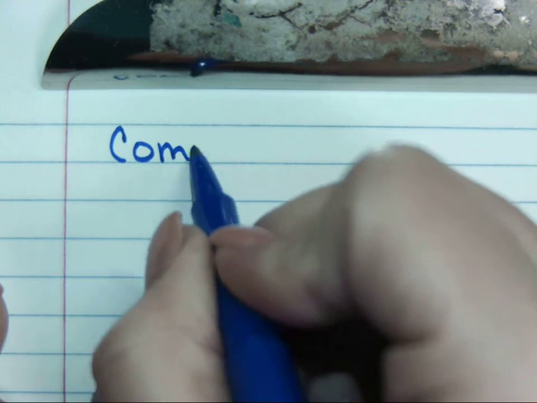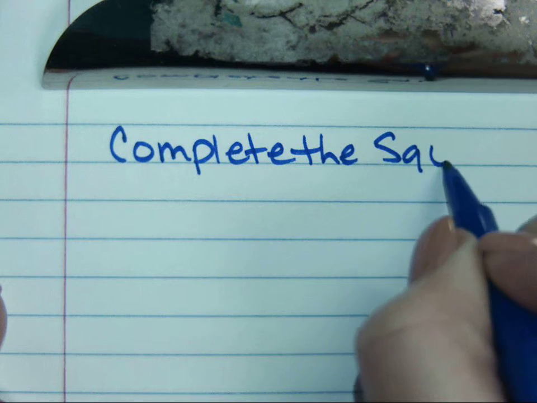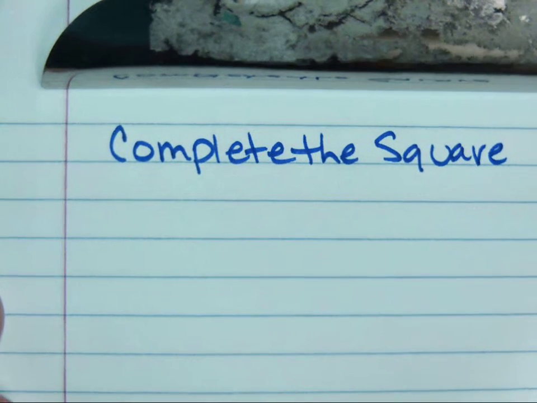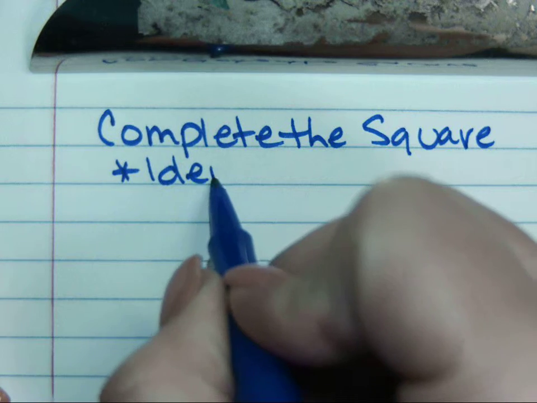So the last piece that we need to talk about is how to complete the square and identify what type of conic section that we have. So we're going to be completing the square. All right. And once we complete the square, our job is to identify the conic.